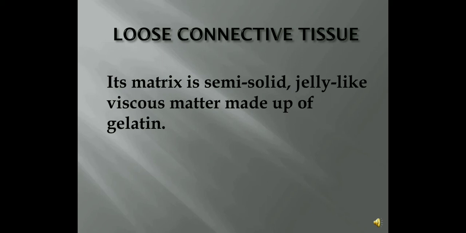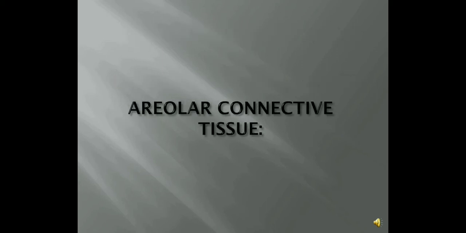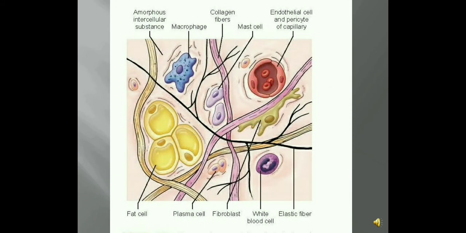In loose connective tissue, the matrix is semi-solid, jelly-like, viscous matter made up of gelatin. Now as it is loose, so it should be gelatinous. Now in this, we'll study the details of only one today, that is areolar connective tissue. Now in order to understand areolar connective tissue, you have to study the details of the diagram shown on your screen. Now here you will find the matrix of this tissue contains two types of fibers, that is white fibers and yellow fibers.